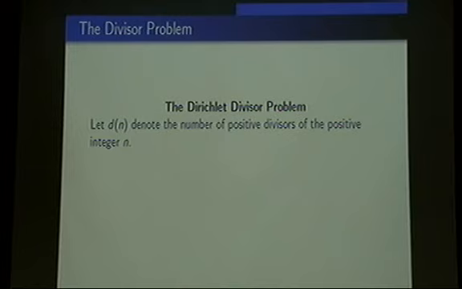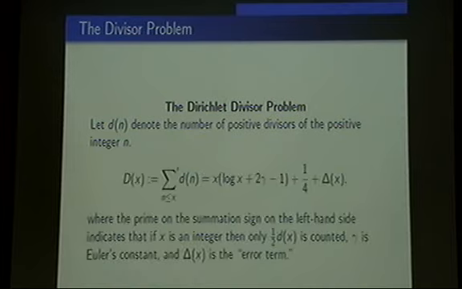So let me go to the second identity, which is connected with the very famous Dirichlet divisor problem. So I'll tell you about the divisor problem first. So d of n is the number of positive divisors of n. And then the problem is to estimate the sum of d of n over n less than or equal to x. And that prime on the summation is there for the same reason as before. The analysis that one uses naturally gives us this sum. Well, the main terms are x times log x plus 2 gamma minus 1, where gamma is Euler's constant.